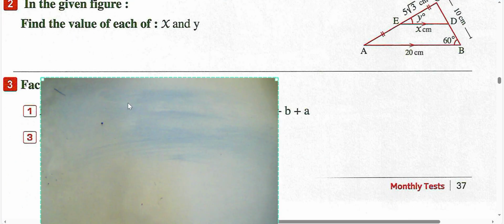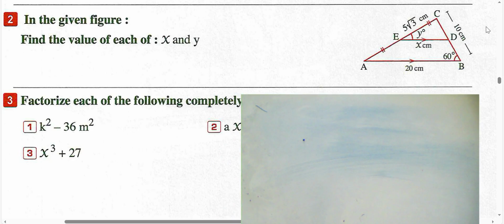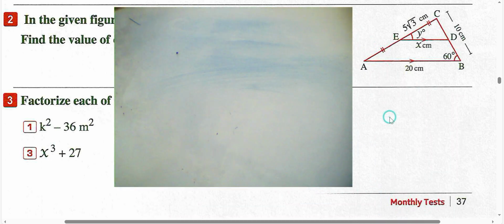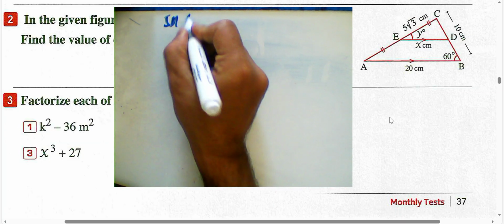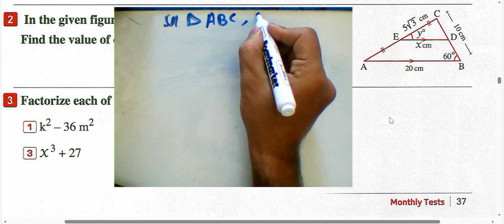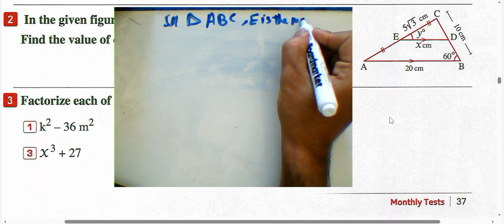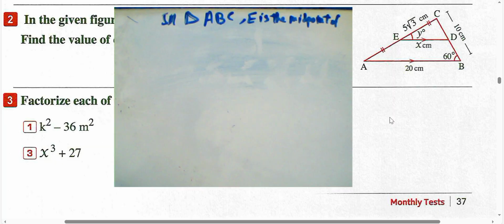The given figure here: find the value of x and y. Look with me at these triangles. We have ED parallel to AB, and E is the midpoint of CA. Then D is the midpoint of CB. We can find the answer here by proof. I will write the steps to find the answer with me. Look with me. First step, we can write: in triangle ABC, such that E is the midpoint of AC.